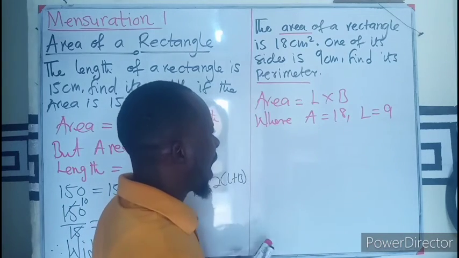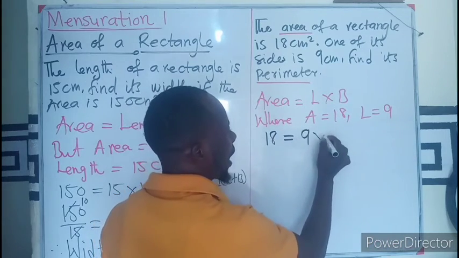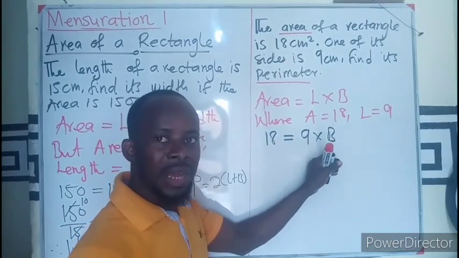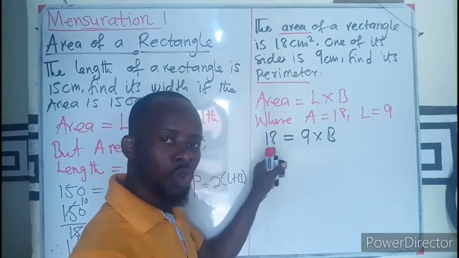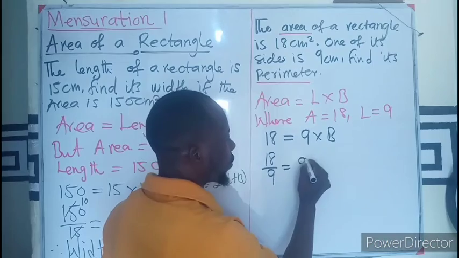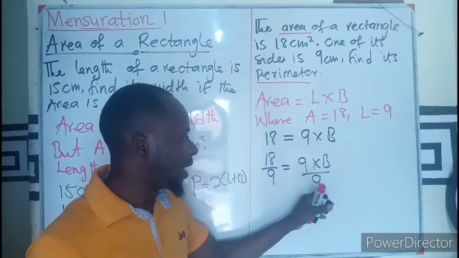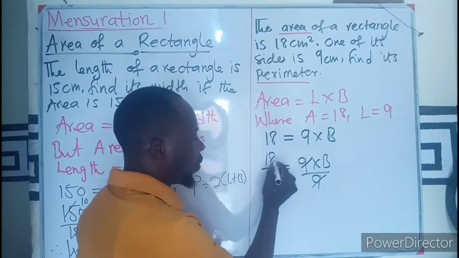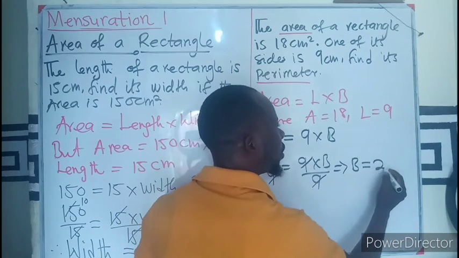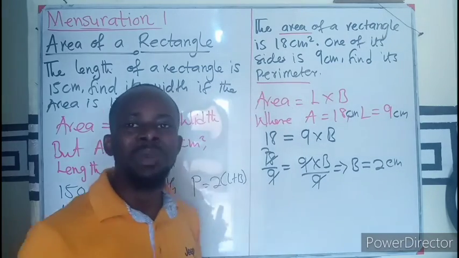So from here, we have 18 equals 9 times what? B. So let's see. What is this? A known variable and an unknown. So we divide by the coefficient. So 18 over 9 equals 9 times B over what? 9. So what happened? The 9 will cancel itself. 9 will go into 18 2 times. That simply means that your breadth is going to be 2. If I want to add a unit, then 2 centimeter.